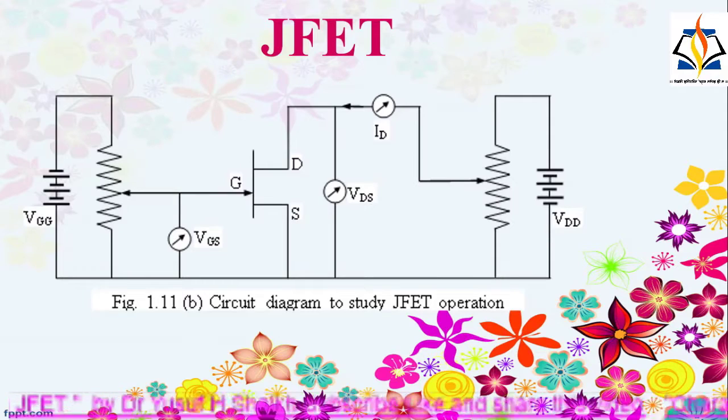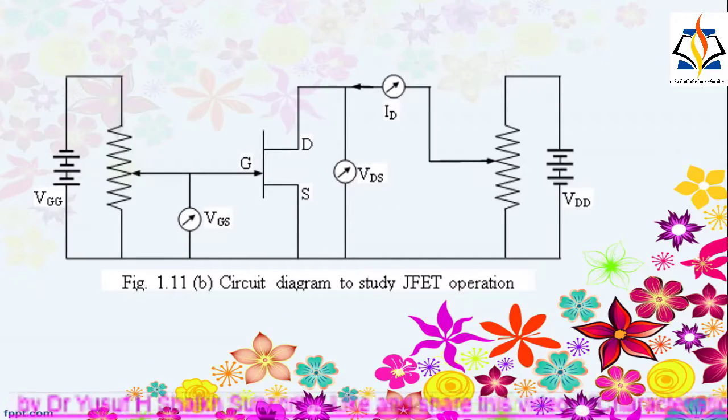The figure in this slide shows the circuit diagram for determining the static characteristics of an n-channel JFET in common source configuration. The supply voltage VGG provides reverse bias VGS across the gate source. A voltmeter is connected across the gate and source terminals for measuring the gate source voltage VGS. A supply voltage VDD provides a voltage across the drain source, VDS. A voltmeter of sufficient range is connected across the drain source terminals to measure the drain source voltage VDS, and a milliammeter is connected in series with the drain to measure the drain current ID.